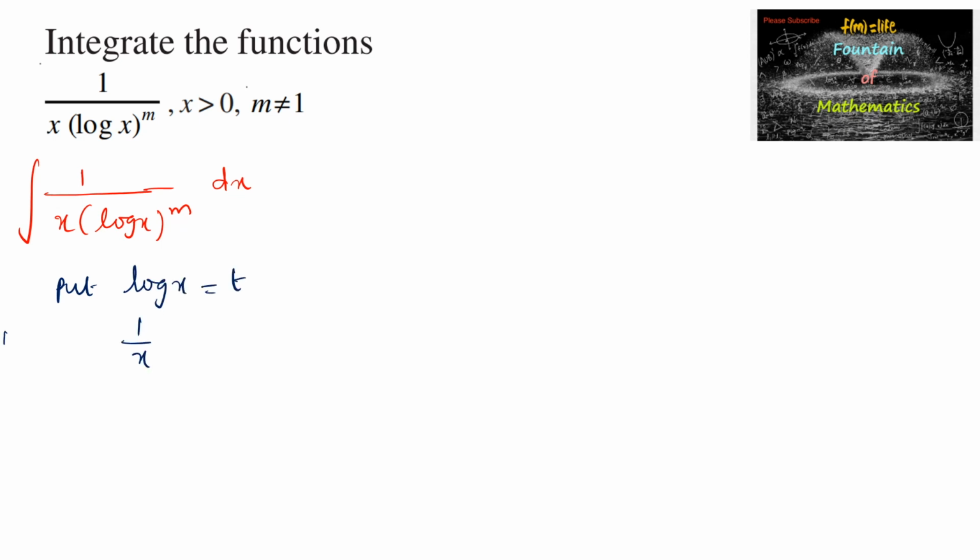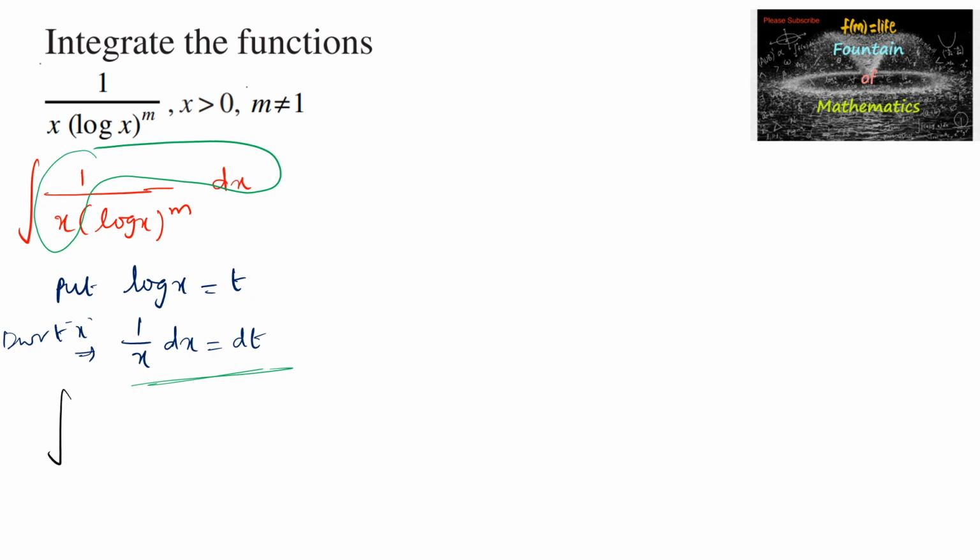So differentiating with respect to x, we have 1 upon x dx is equal to dt. So here we can write 1 upon x dx as dt and log x is equal to t. So we can write integral 1 by t power m into dt. That is integral t to the power of minus m dt.